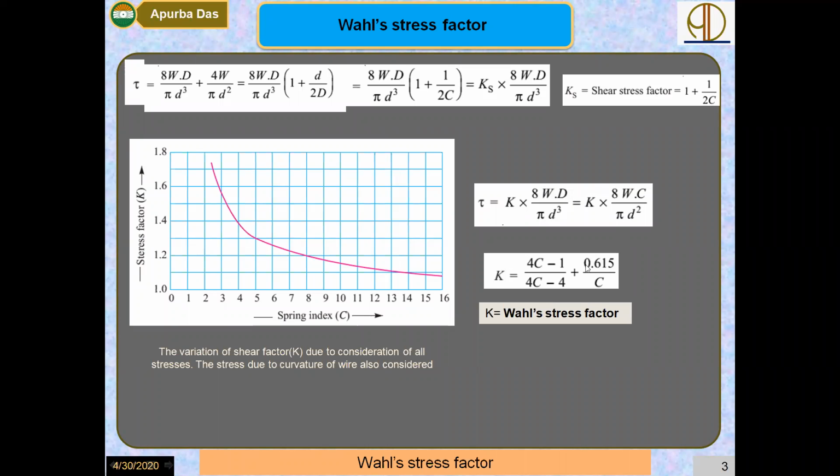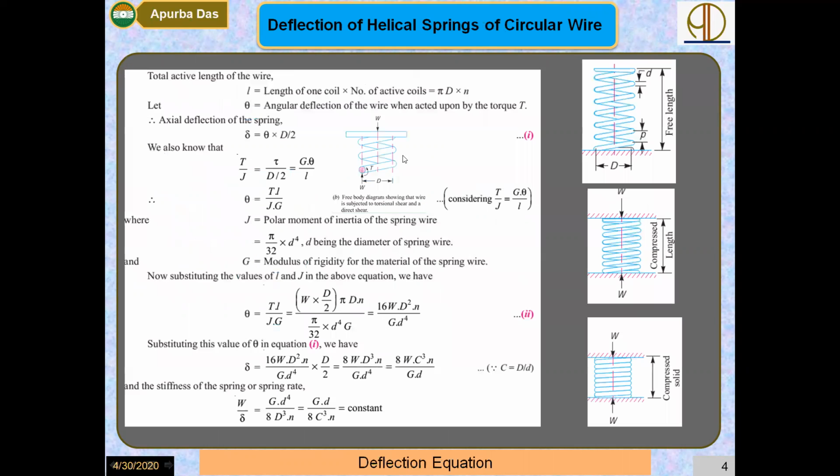Next, we have discussed the spring stiffness and the stress factor, that is the Wahl stress factor. It is governed by this equation: K is equal to (4C minus 1) divided by (4C minus 4) plus 0.615 by C. So as the spring index increases, the stress factor is going to reduce.